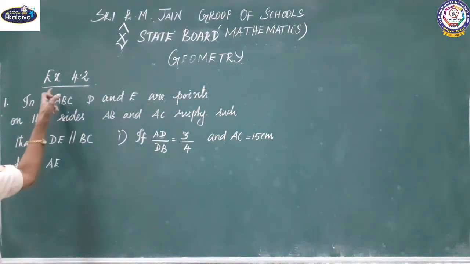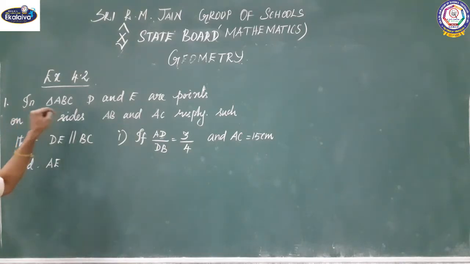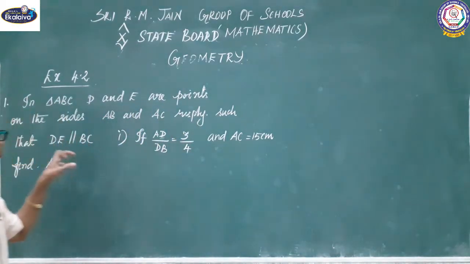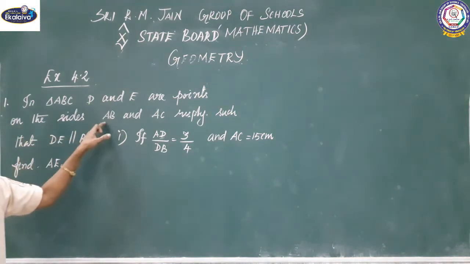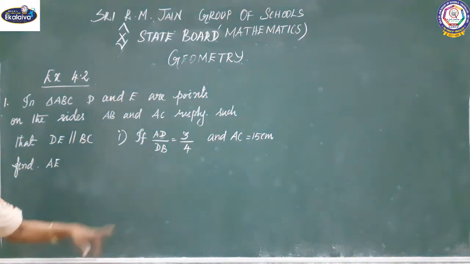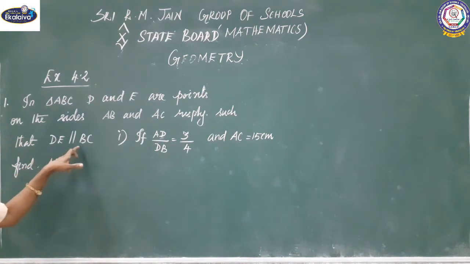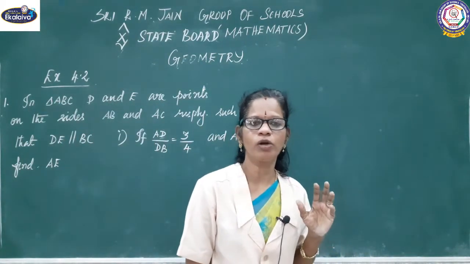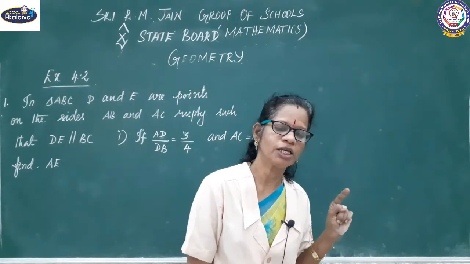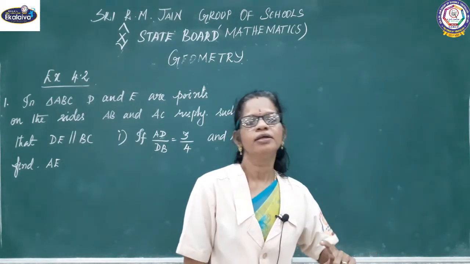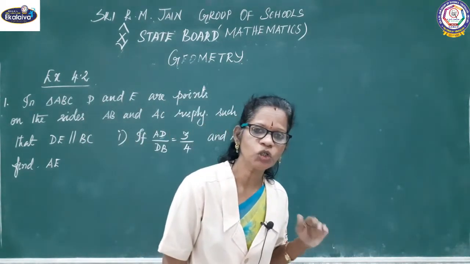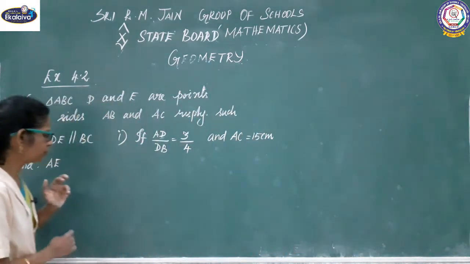See exercise 4.2, question number 1. In triangle ABC, D and E are points on the sides AB and AC respectively such that DE is parallel to BC. Using the theorem we are going to calculate. What theorem says if the line is parallel, the ratios are equal.